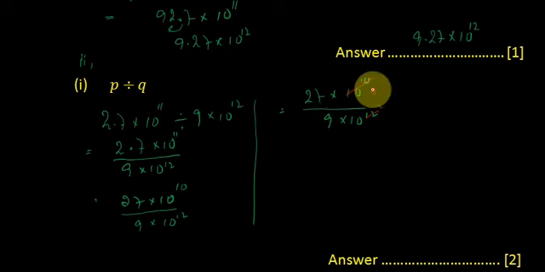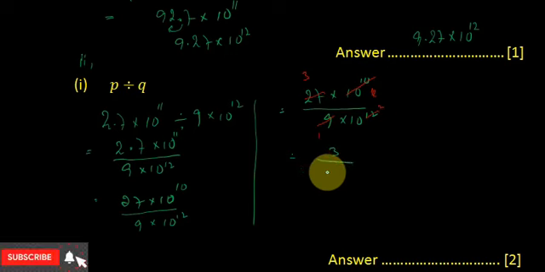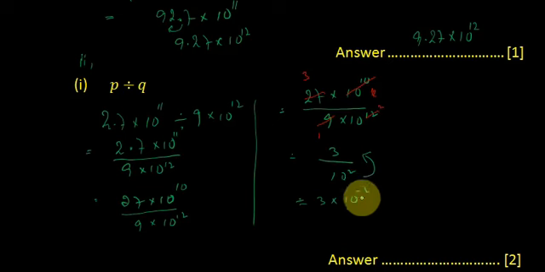So there is no power in the numerator. The 10 goes with 12, so power 2 remains in the denominator. And 9 times 1 is 9, 9 times 3 is 27. Now it becomes 3 upon 10 squared, or we can write 3 multiplied by 10 to the power minus 2. When we move this from denominator to numerator, we change the sign of the power of 10. So the standard form becomes 3, or 3.0, multiplied by 10 to the power minus 2. So the answer is this, or we can write it this way.